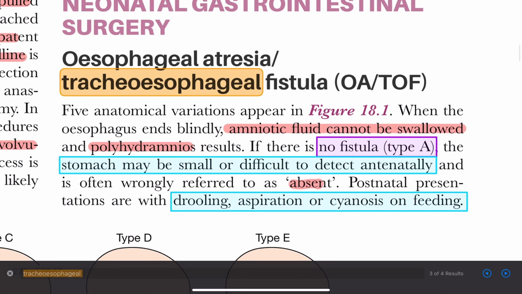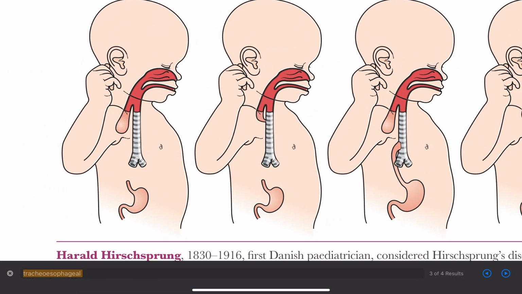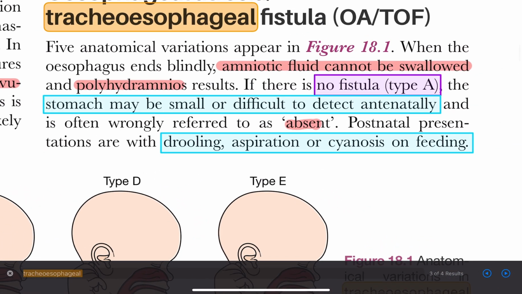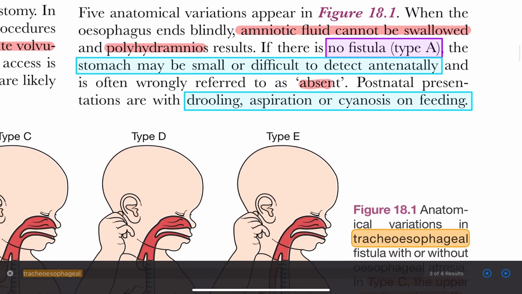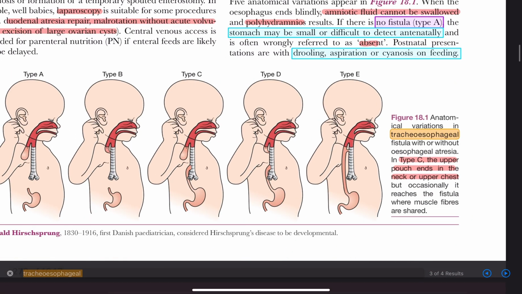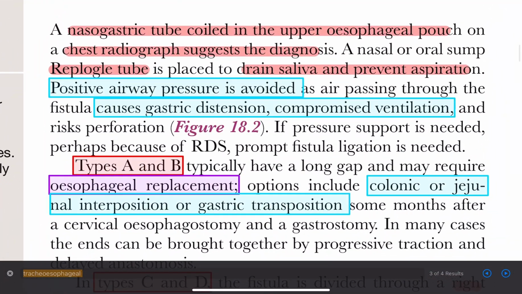Bailey says there is no fistula in type A. This is the upper esophagus, this is the lower, and there is no communication. So no fistula in type A. In this, the stomach may be small or difficult to detect antenatally, and postnatally it presents with drooling and aspiration or cyanosis on feeding. I have already mentioned positive airway pressure is avoided, as it causes gastric distension and compromised ventilation.